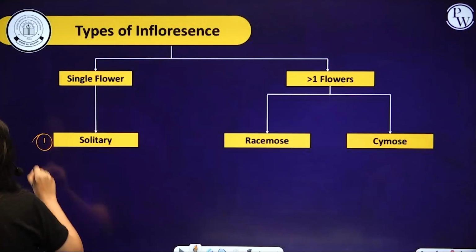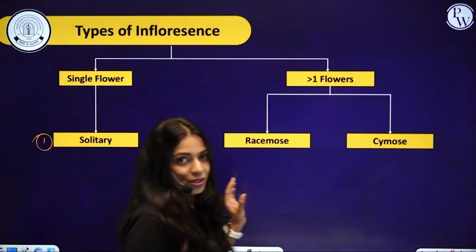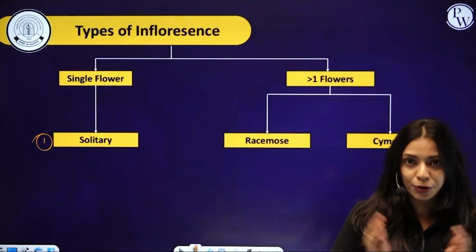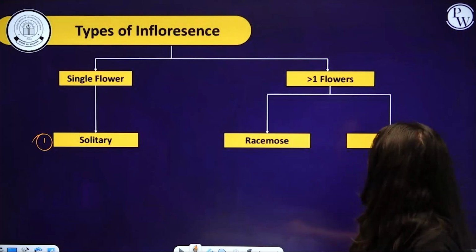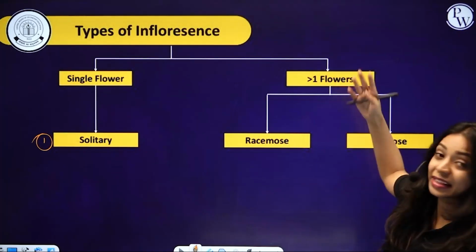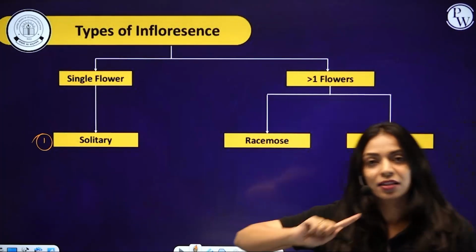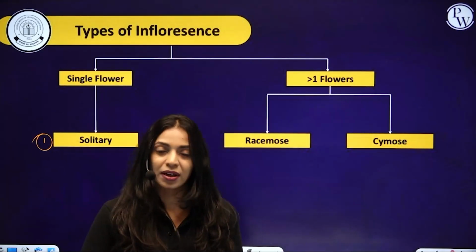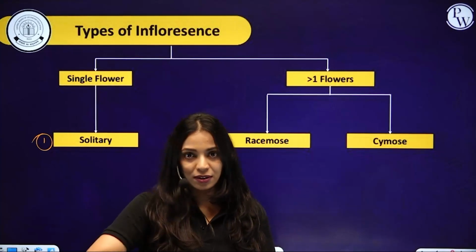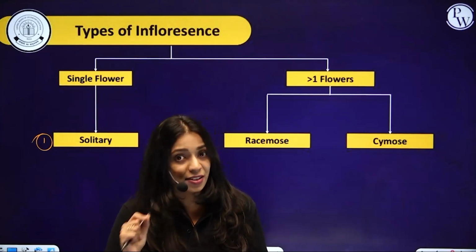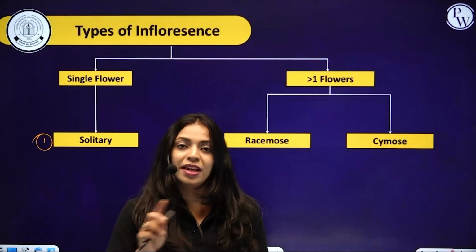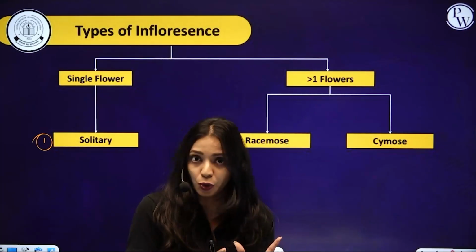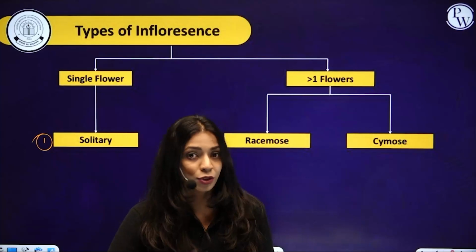Okay, so such flowers are said to be solitary flowers. And if there is more than one flower that is grouped together, we call it an inflorescence, and that can be of two types. Either the flower is single or more than one flower is present in a group. If it is a single flower, then we say it is solitary.